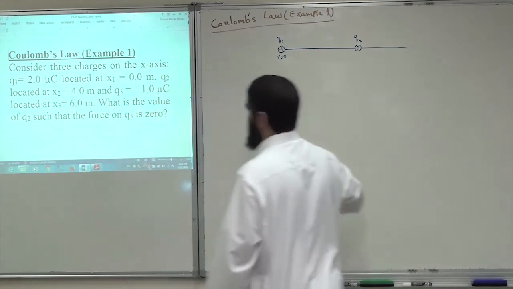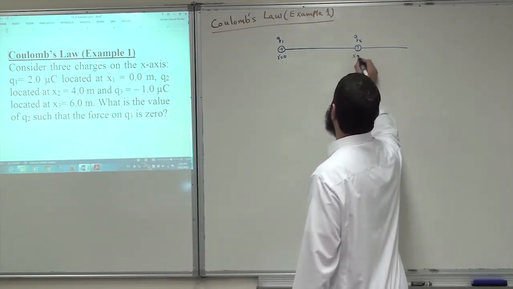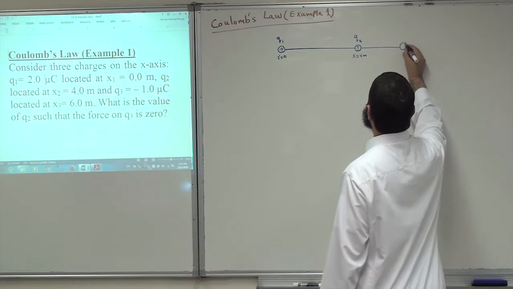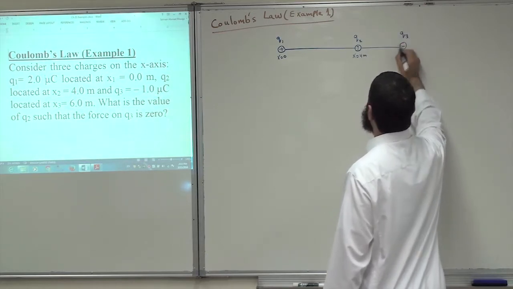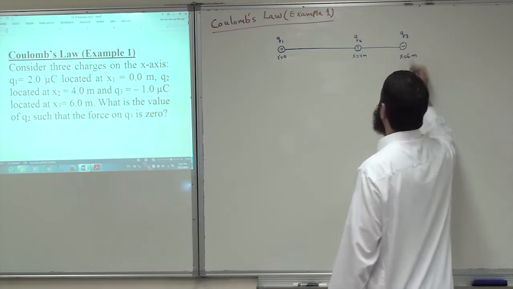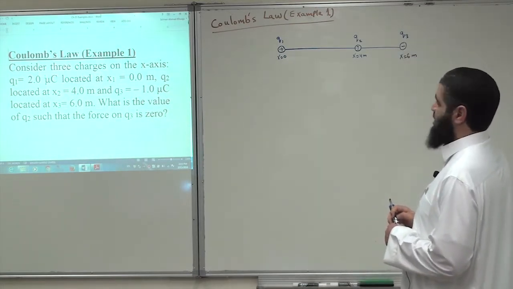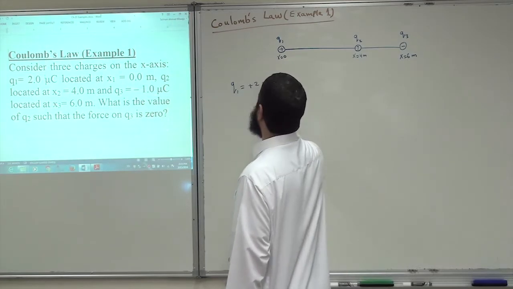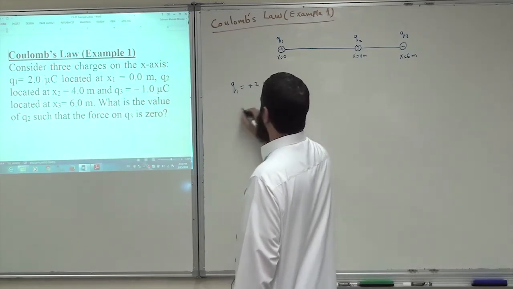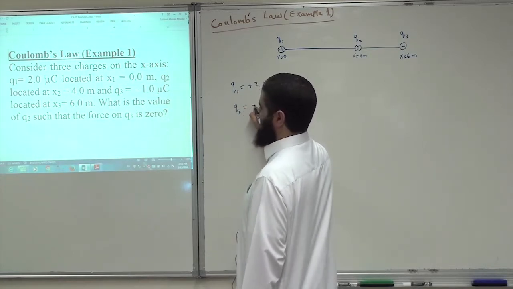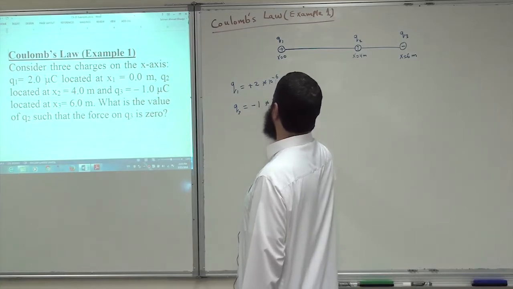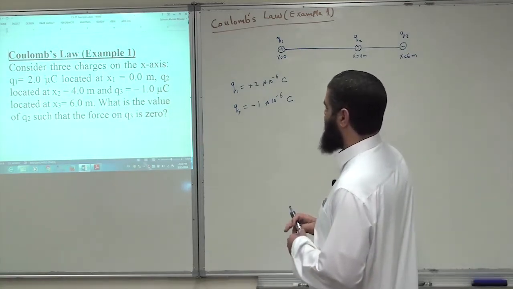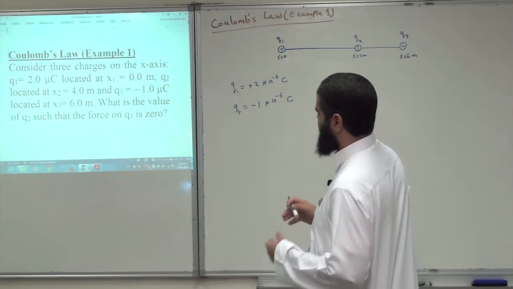We don't know what the sign or magnitude of Q2 is. Q3 is a negative charge, and it is located at x equals 6 meters, so somewhere here we have a negative charge, which is Q3. Okay, and he's giving us the magnitude of Q1. It is positive 2 micro, meaning 10 to the minus 6 coulomb, and Q3 is given to be minus 1 times 10 to the minus 6 coulomb. Micro means 10 to the minus 6, and you have to be careful about this terminology used for the charges.